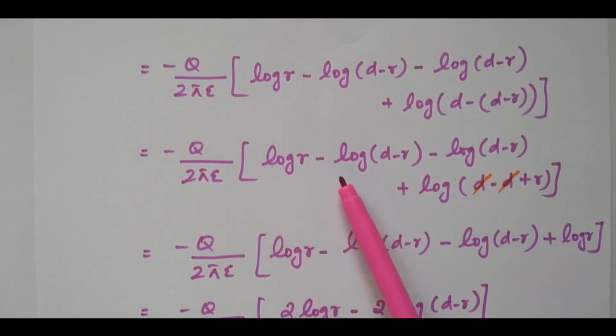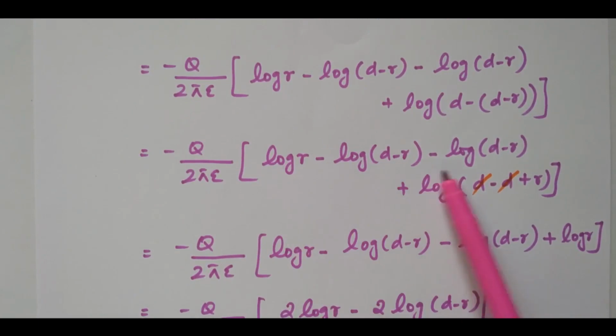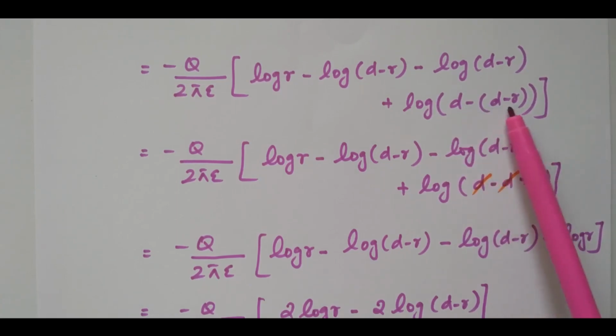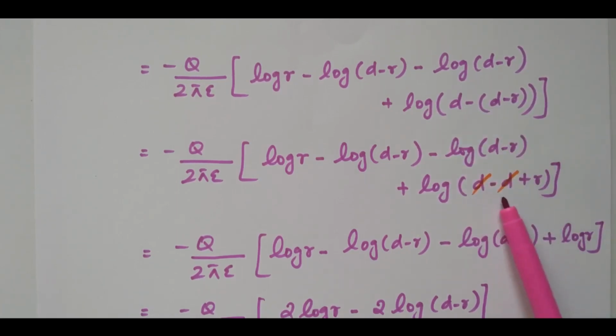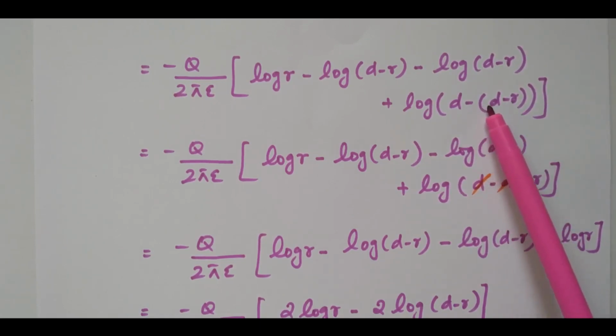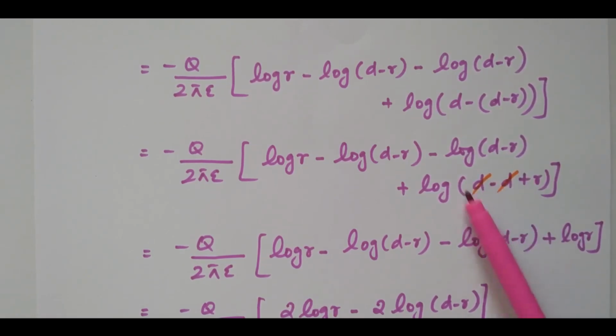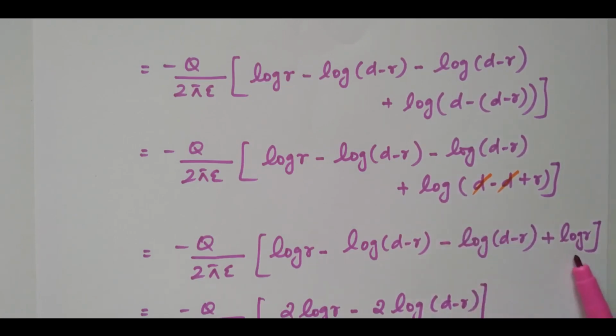So log r minus log d minus r minus log d minus r plus log, you can multiply inside, d minus d plus r. While multiplying this negative inside, what will happen? It becomes minus d, and the already one minus is there, so it becomes plus r. So this d got cancelled. Right? Now what we got? Log r minus log d minus r minus log d minus r, plus log r.